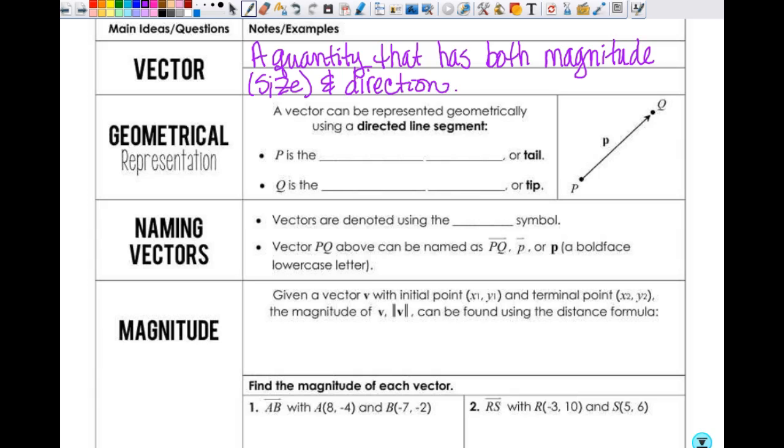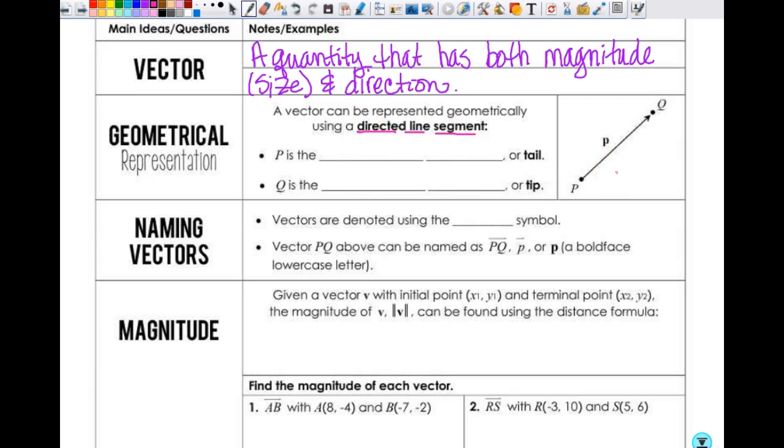All right, so we have a vector, right? It gives us distance and direction. It does not give us location, okay? Location has nothing to do with vectors. Then we have a geometrical representation. And anytime geometry is referred to, it doesn't mean we're going back to the old school geometry stuff. It just means visually, pictorially, physically, what is it? That's the geometrical representation. So a vector can be represented geometrically using a directed line segment, which looks like this.